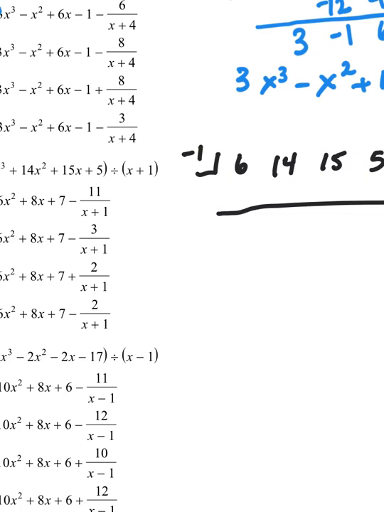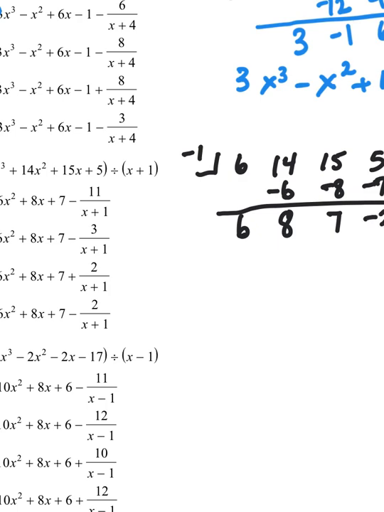And we're going to start by bringing down the 6. We have negative 1 times 6, which gives you negative 6. We're going to go ahead and add. 14 plus negative 6 gives you 8. Negative 1 times 8 gives you negative 8. 15 minus 8 gives you 7. Negative 1 times 7 gives you negative 7. And 5 plus negative 7 gives you negative 2.